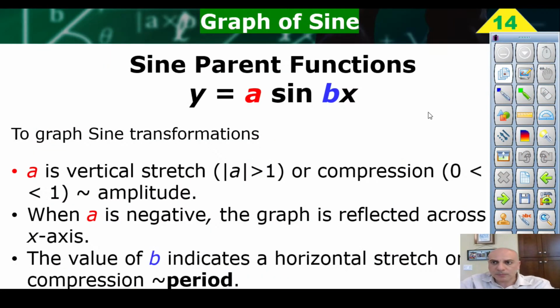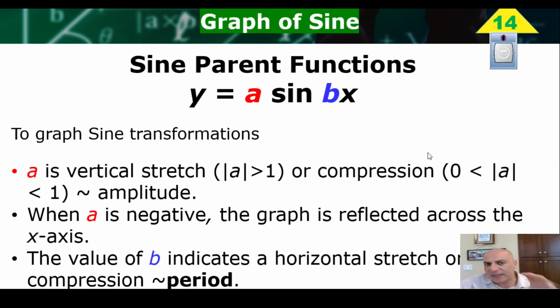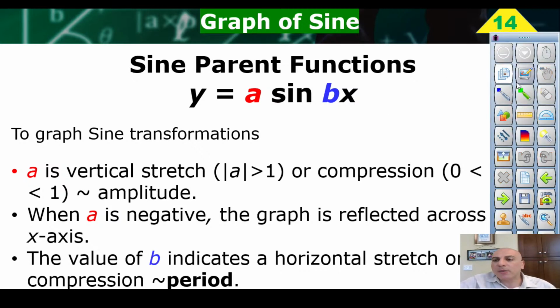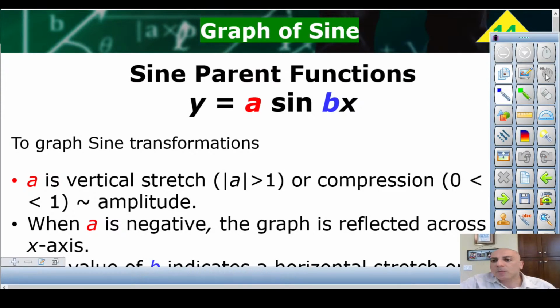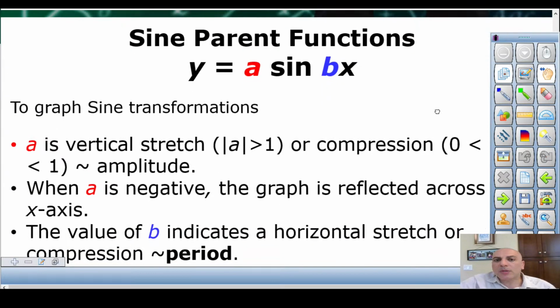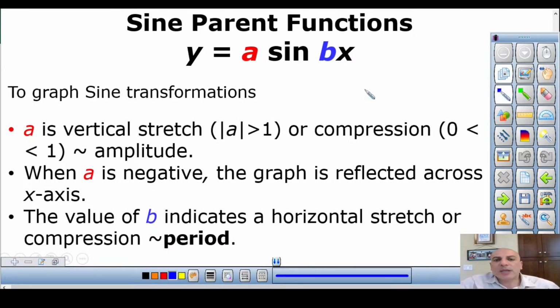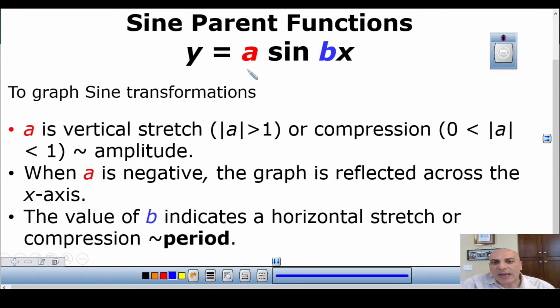Okay, here are some good things about the children now. The child could look like the parent, or it could not look like the parent. Okay. So first of all, let's take a look here. I am looking at a child that, for example, let's see here, the parent here says y equals a sine bx. The a here represents the vertical stretch or the compression.